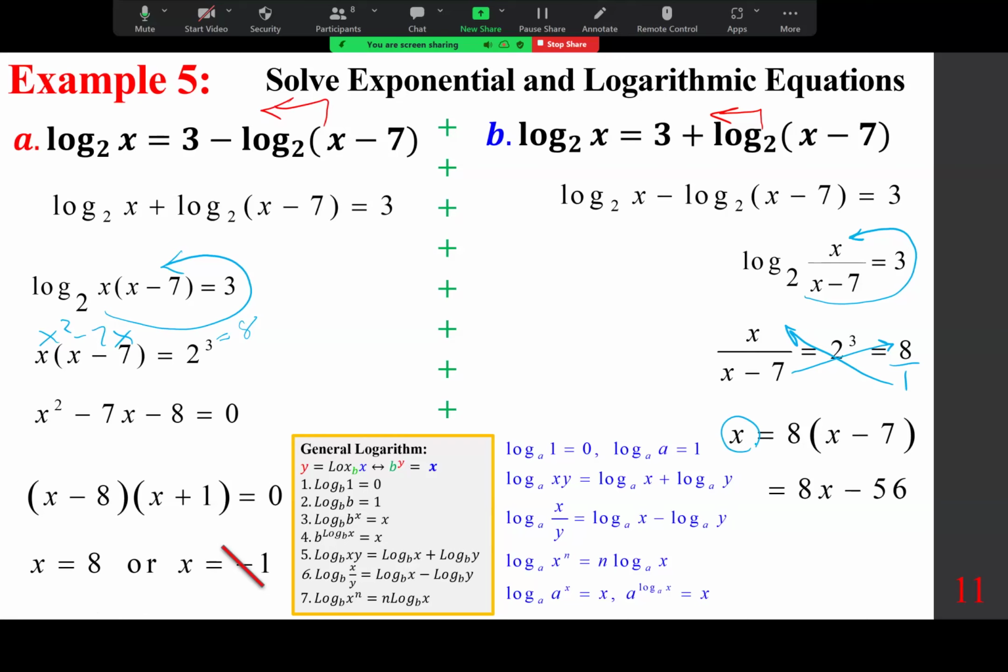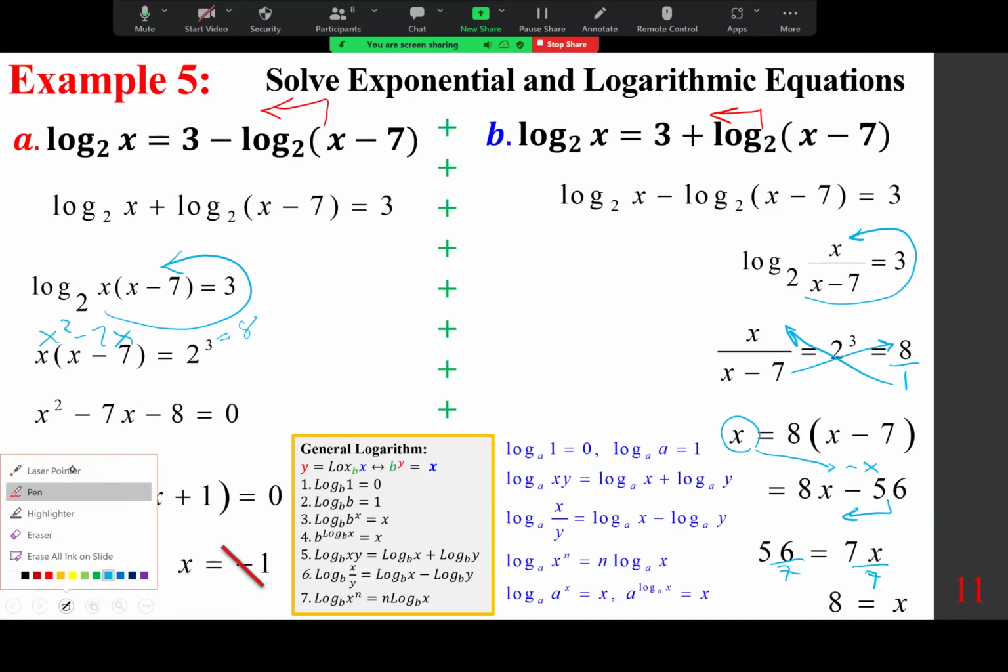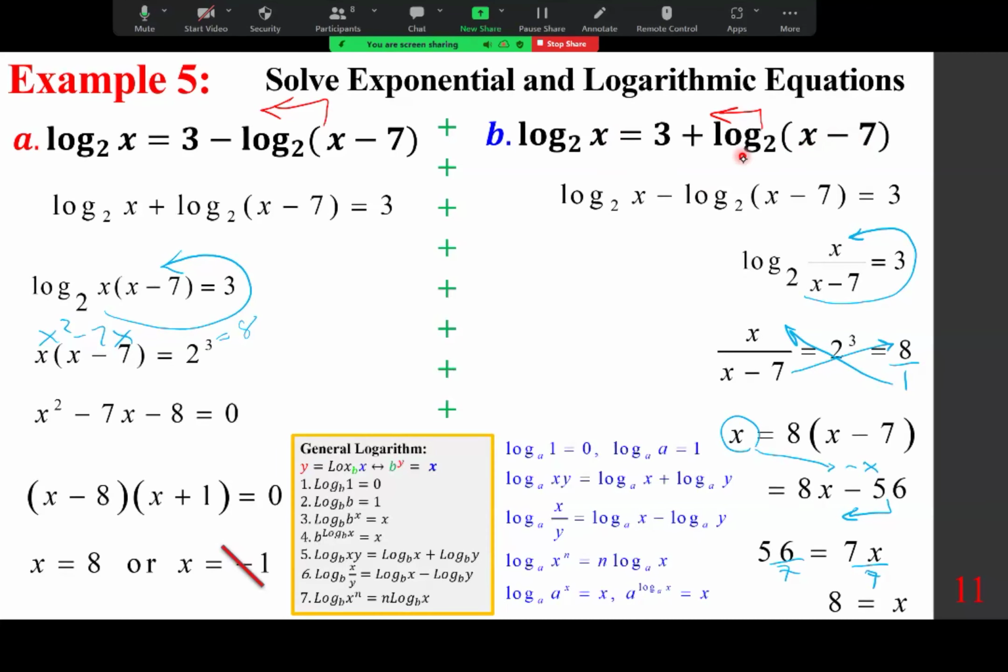I can move the x to the other side, becomes minus x. And move the negative 56, make it positive 56. Divide both sides by 7. X becomes 8, or 8 equals x, makes no difference. I'm going to go back to the original equation. X is fine here. 8 is fine here. 8 minus 7 is positive 1. It's fine here too. So that's an acceptable answer. And you're done, everybody.